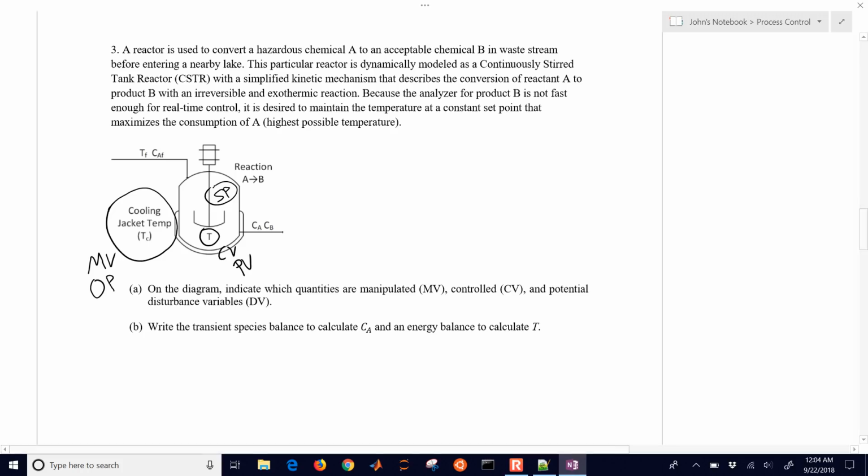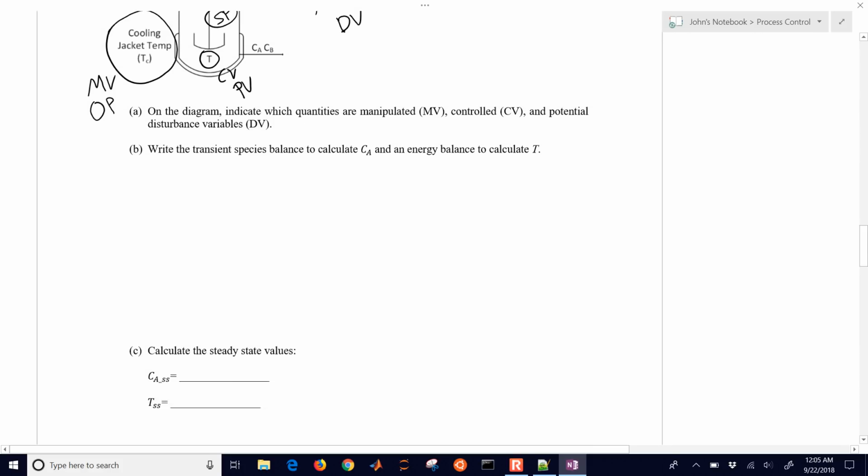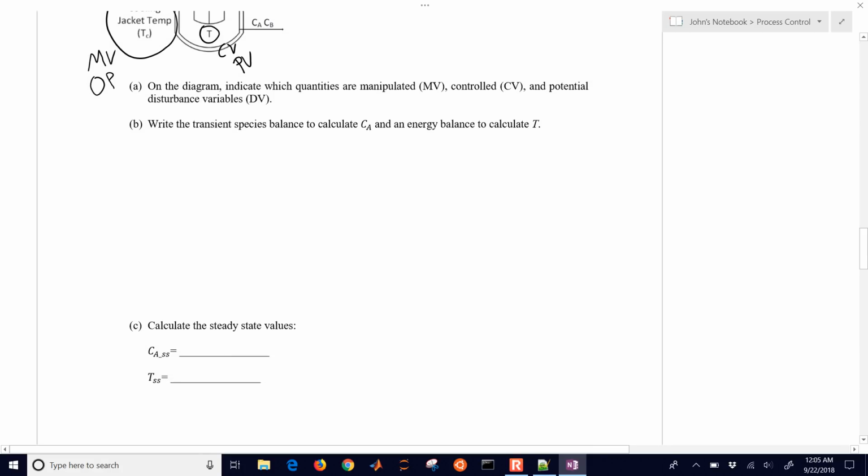A couple of disturbance variables. You might have some feed conditions, and you might have something like the ambient temperature. That could be another disturbance variable. So there's a couple of different disturbance variables that you could think of. Okay, I'll set it up for both of them, but I'll run through the rest of them just for the concentration. You can do the energy balance yourself.